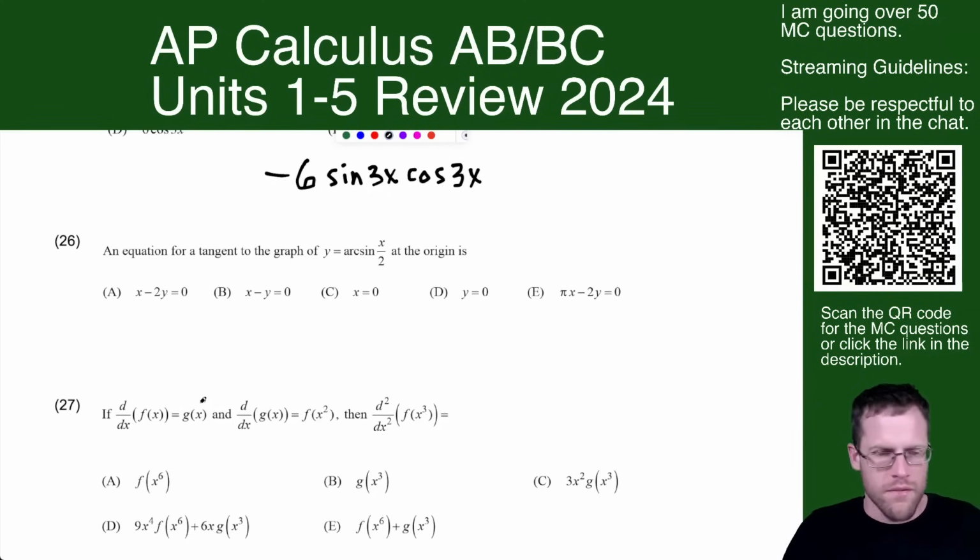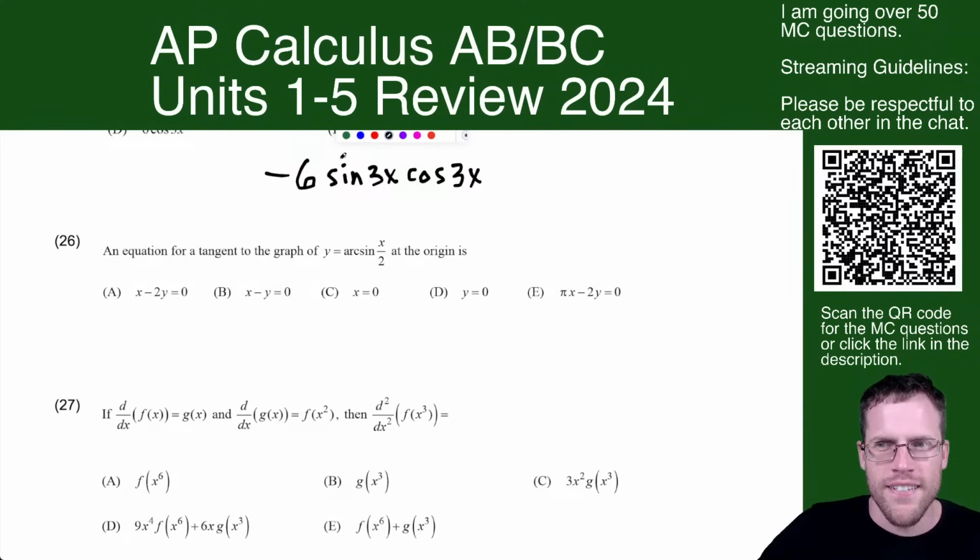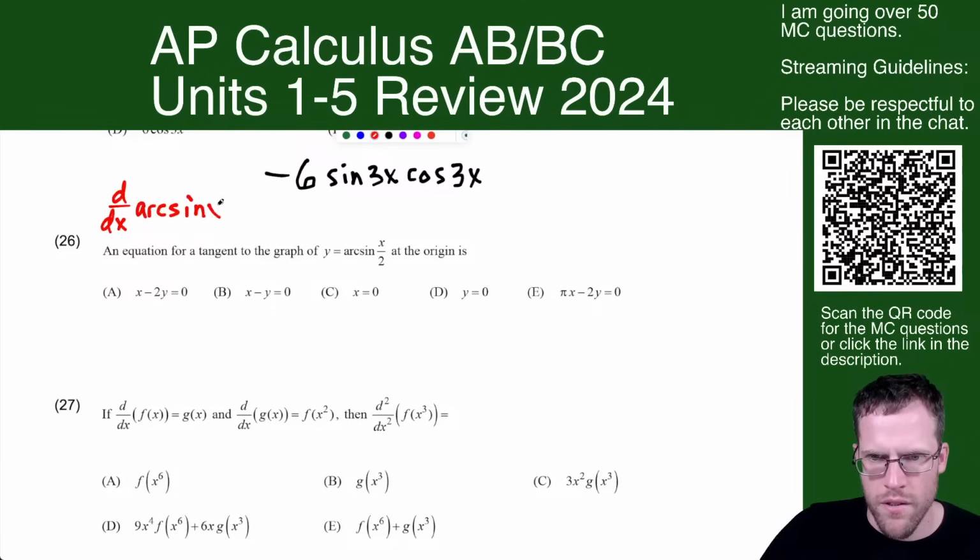Oh, 26. Maybe this is not as easy? So here we go. This looks pretty bad. This one is definitely a little bit worse. So the derivative of arc sine, which is the same thing as sine inverse, is this.